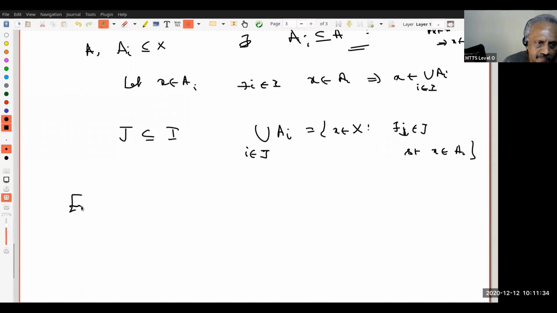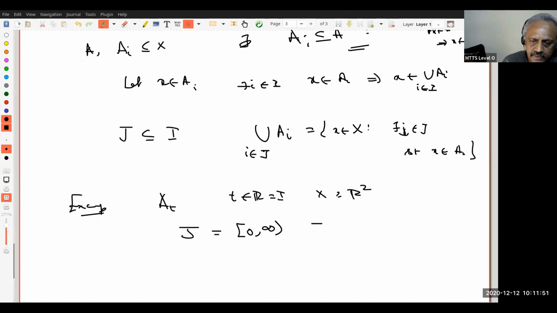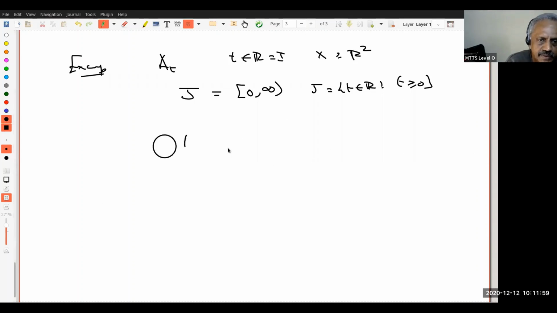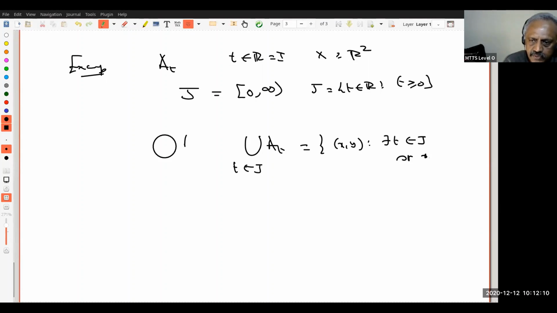Let us look at an example. Okay, the same case A_t. My t was in R and my X was R². Now t is in R, which is I. My J equals 0 to infinity, that is, non-negative. J is the set of t in R, a subset, right? t greater than or equal to 0. Now what is the union of A_t, t in J? According to our definition, this is the set of all (x, y) so that there is a t in J so that (x, y) belongs to A_t.